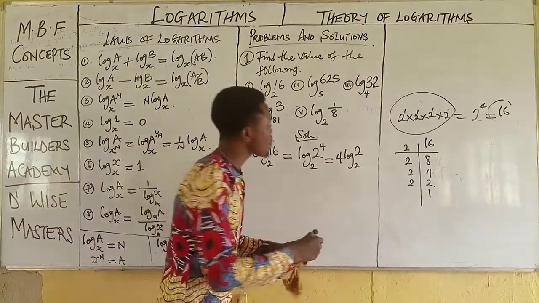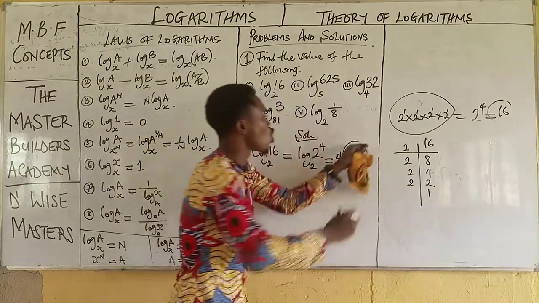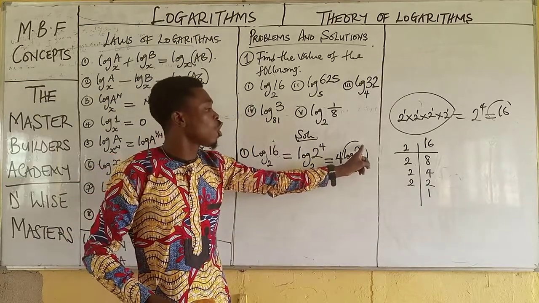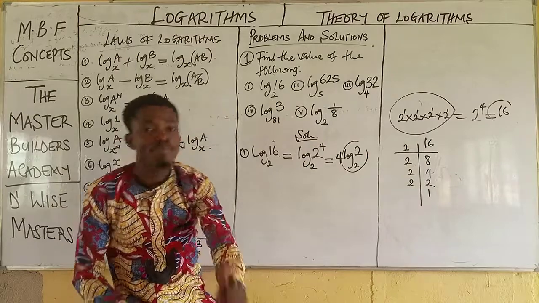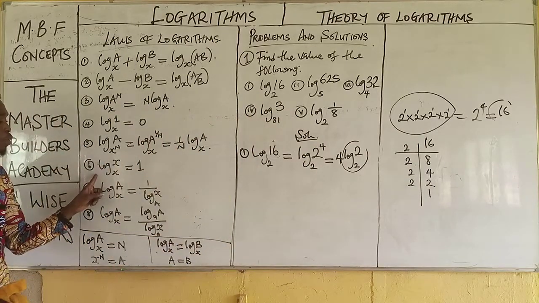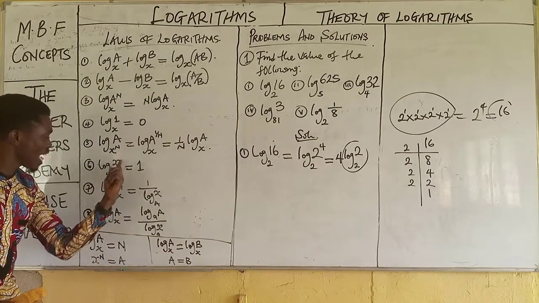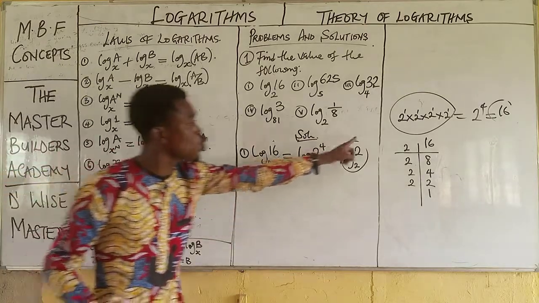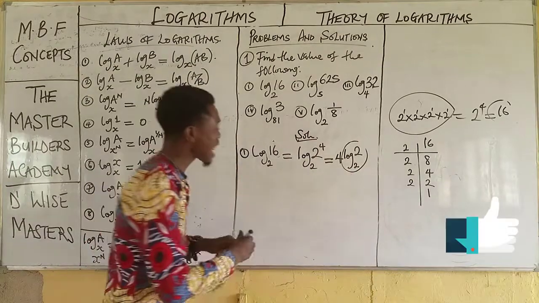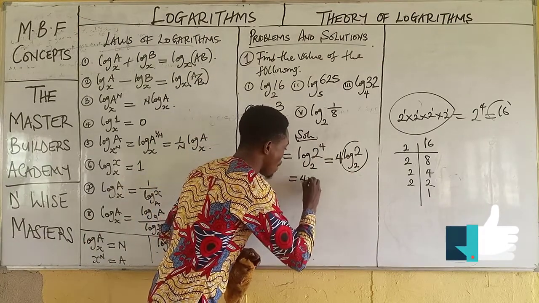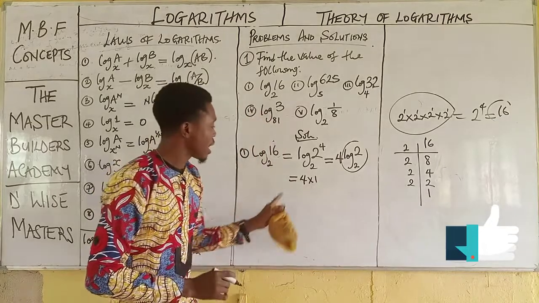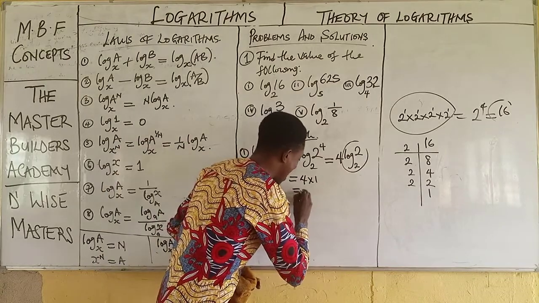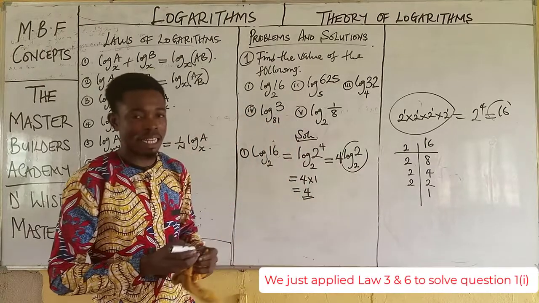Now that we have this, we find that this is log 2 base 2. And we have a law that states that the log of a number to its own base is 1. So in law number 6, we have log x base x is equal to 1, which shows that log 2 base 2 is 1. Automatically, this would have what? 4 multiplied by 1. And anything multiplied by 1 is that same thing, right? So automatically this is 4. It's as simple as this.